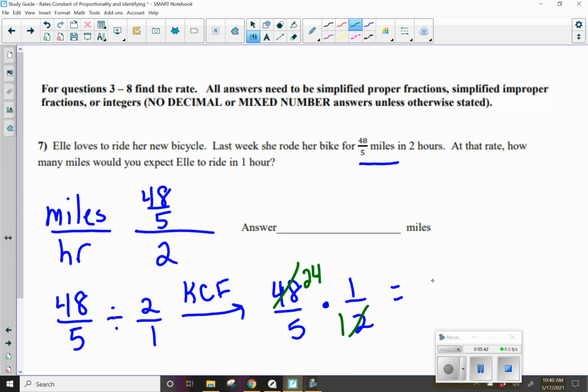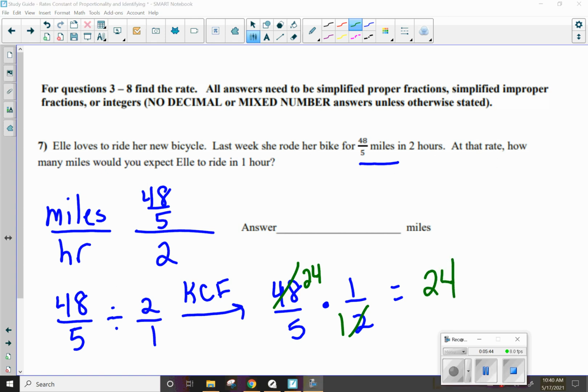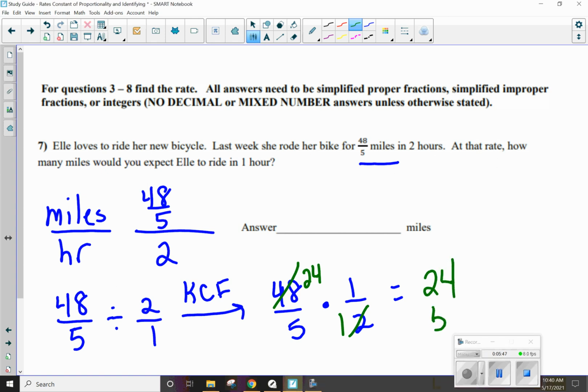And now we're just multiplying our numerators. 24 times 1 is 24. And 5 times 1 is 5. So your final simplified answer is 24/5.